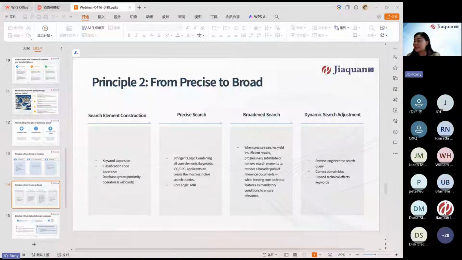When making dynamic adjustments, we can also consider expanding or revising keywords related to technical effects or the technical problems being solved. So for example, if a patent focuses on reducing energy consumption, we might expand this to include lower power usage or energy efficiency improvement to capture more relevant documents.